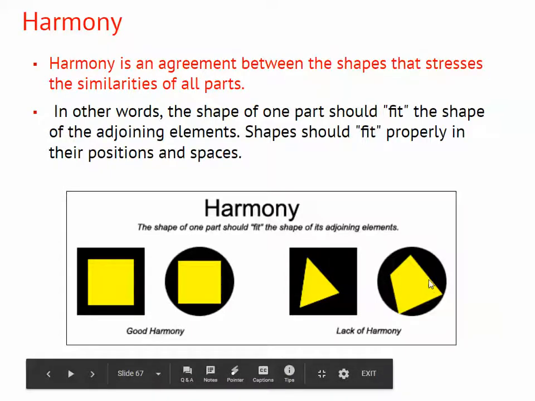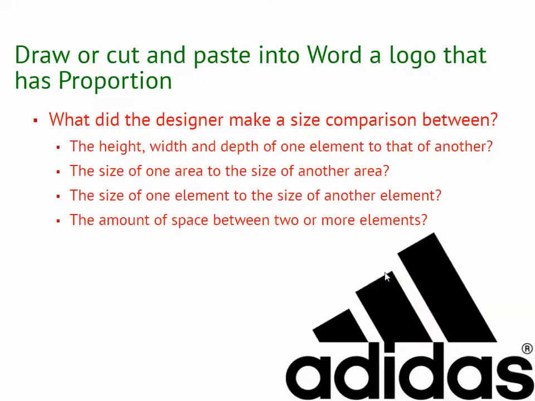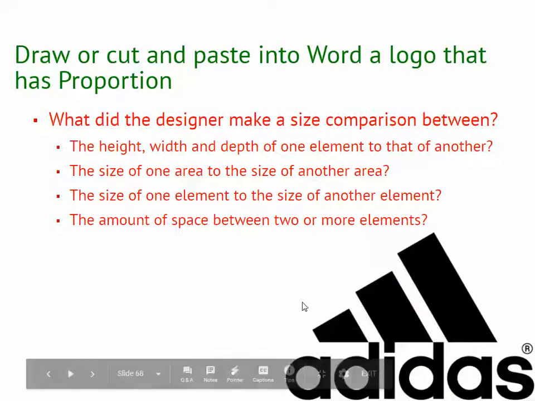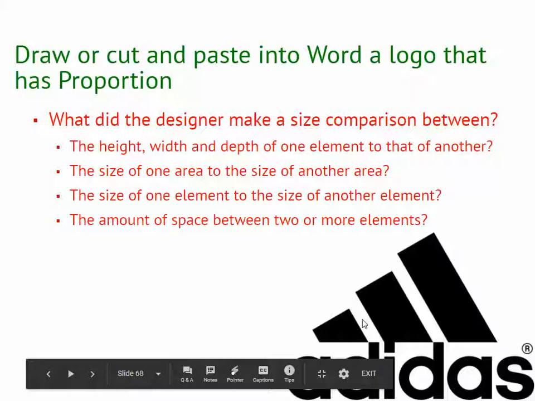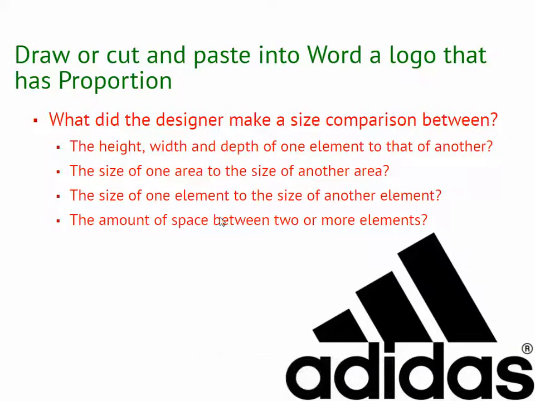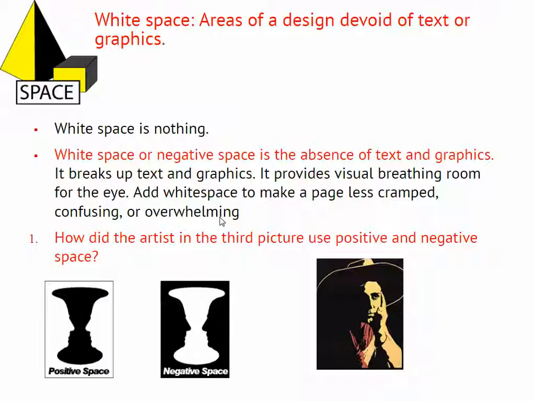This would be on something like a spooky Halloween logo that we wanted to not have harmony. Okay, so here's a classic example of proportion. If you look at the size of this line to that line, that's like a third. So they use nice proportion on it. See if you can find a logo that has good proportion.